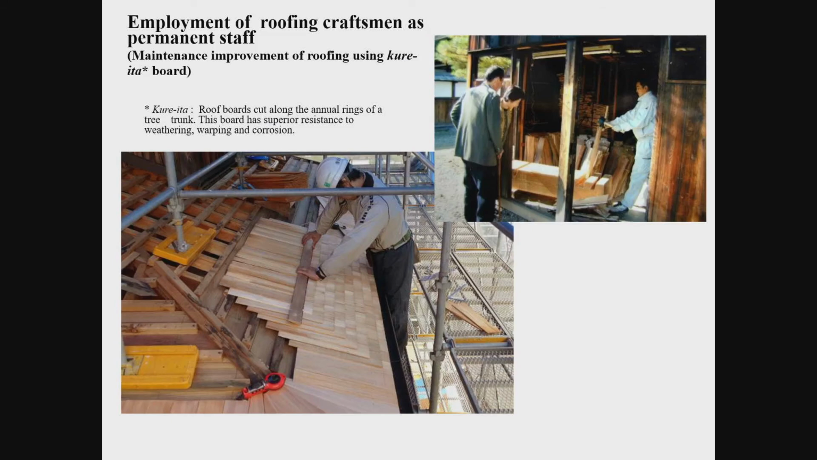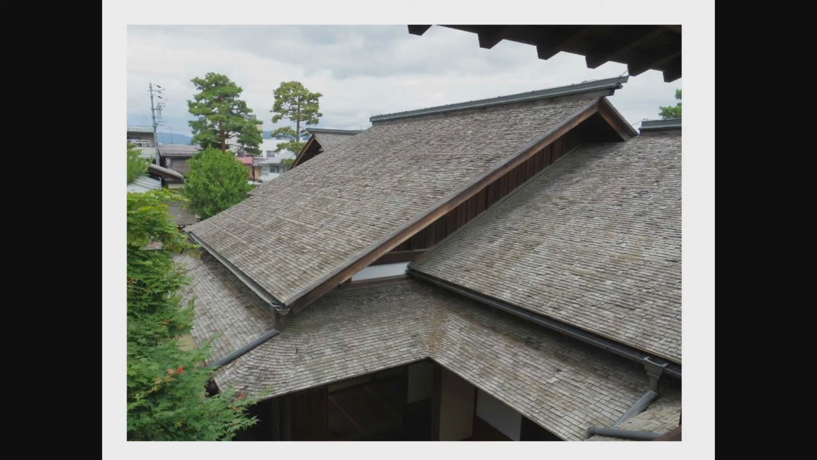The management organization of Takeyama Jinya employs roofing craftsmen as full-time staff, which is unique to this site. Accordingly, the roofs are regularly maintained before they get seriously damaged, keeping the maintenance costs on a rather moderate level. This system also serves to transfer the traditional roofing techniques. As you see, the roofing techniques handed down from the period of construction are still maintained today. This roofing style is referred to as itabuki, shingle roof, a method using a material called kure-ita.